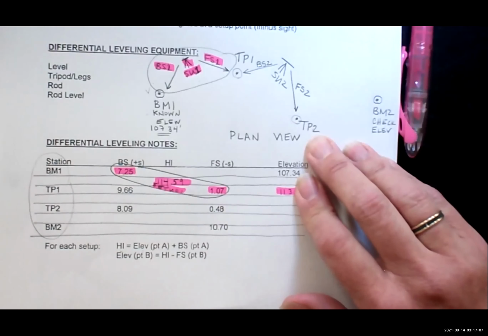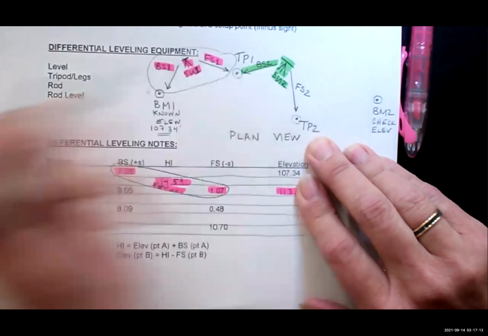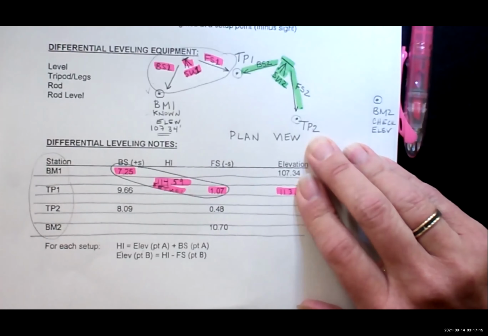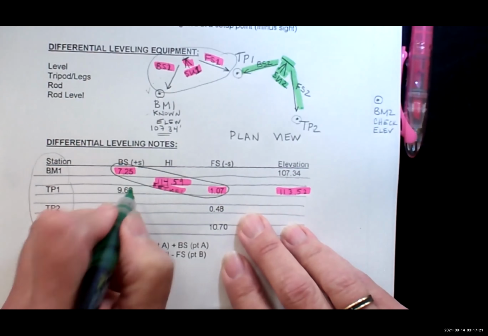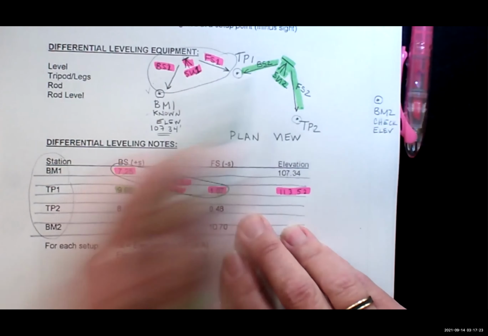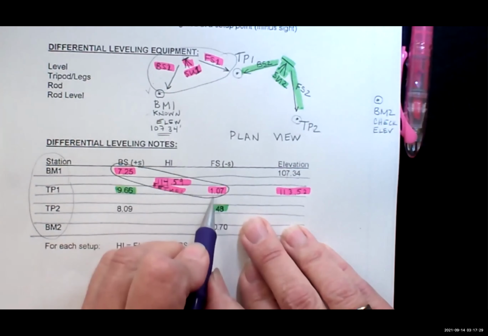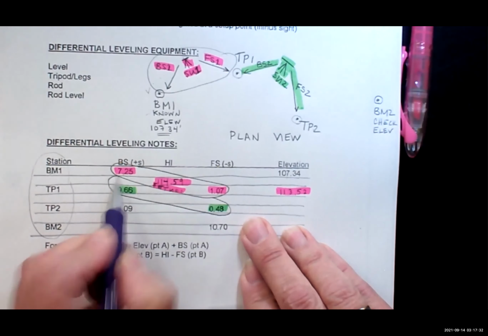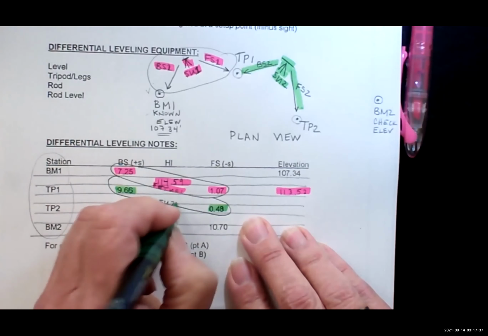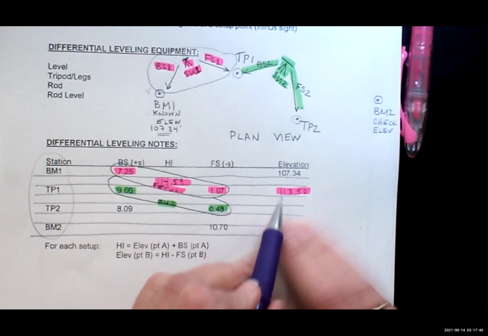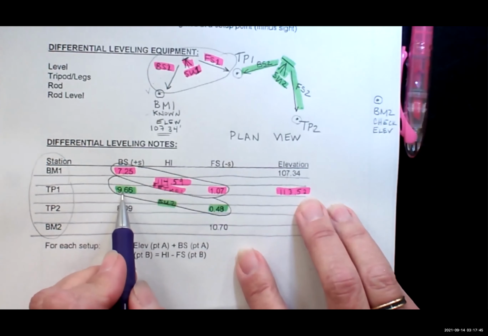So now I'm at setup 2 in green. I take a back sight, I take a foresight, right? And now, let's see. Here is the back sight to TP1. And here is the foresight to TP2. So this right here represents my setup 2. And now I know the elevation of TP1, it's 113.52. And what do I do with the 9.66?